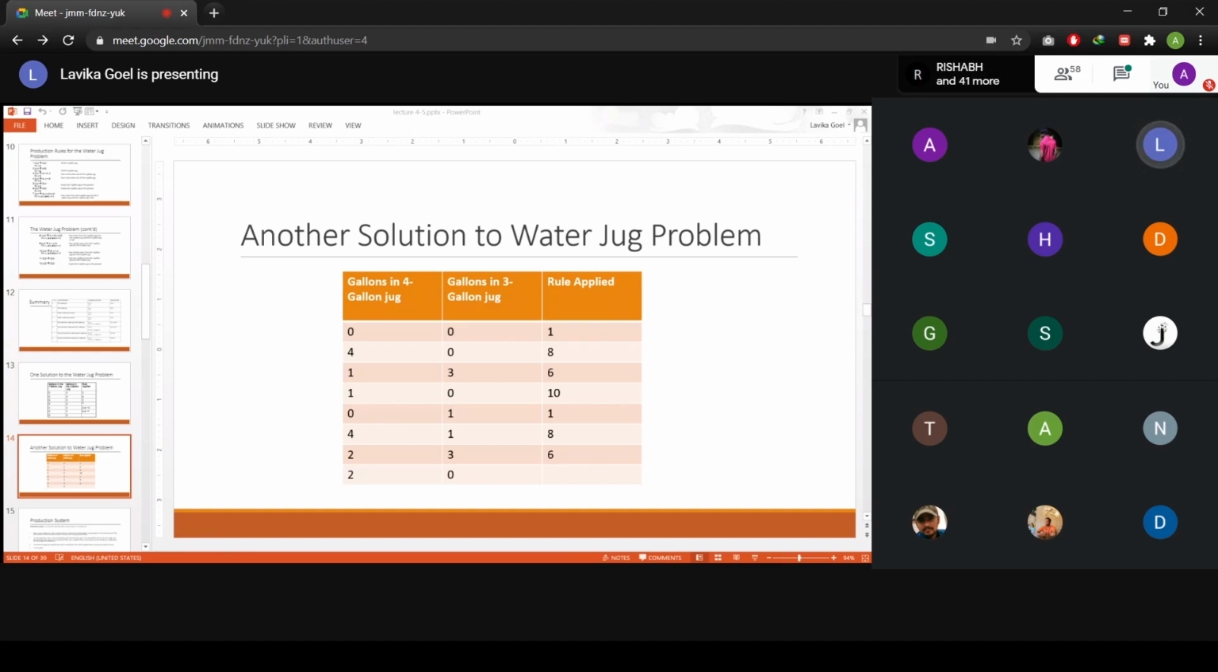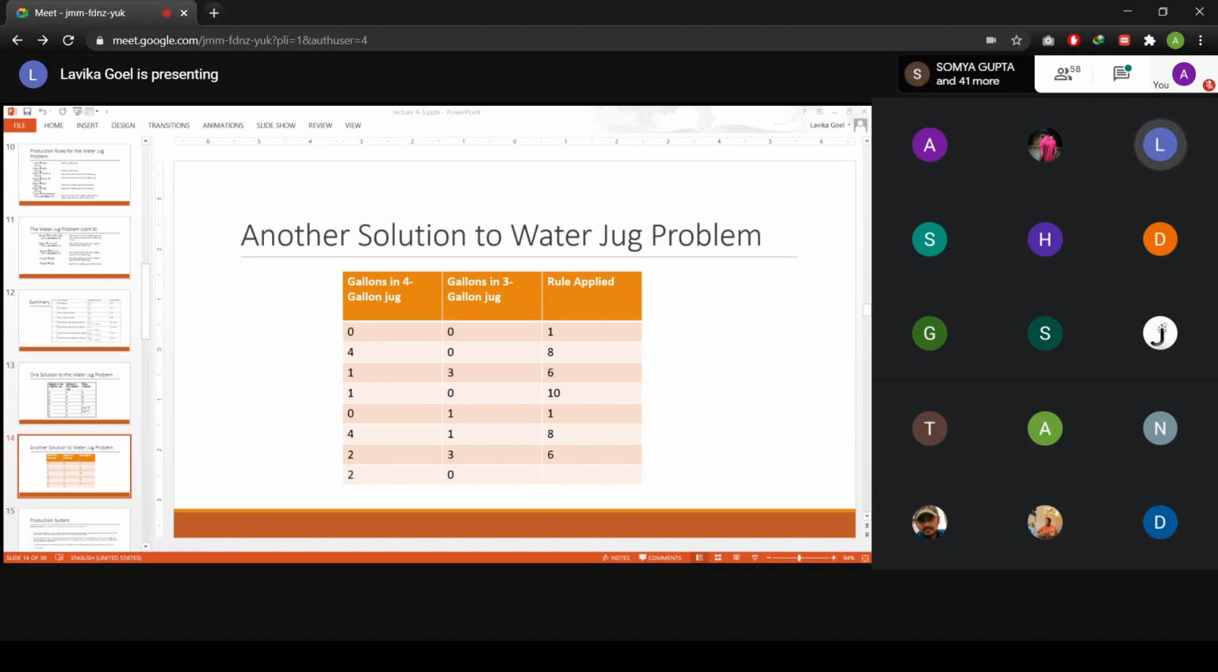So 4,0. Then you transfer the water until the 3-gallon jug is full. So you get 1,3, and then you empty the water in the 3-gallon jug. So 1,0. Then you transfer all the water from the 4-gallon jug to the 3-gallon jug. So you get 0,1. Then again you fill the 4-gallon jug. So 4,1. Then again you transfer the water from the 4-gallon jug to the 3-gallon jug until it is full. So you get 2,3. And then 2,3 is also your goal state actually.